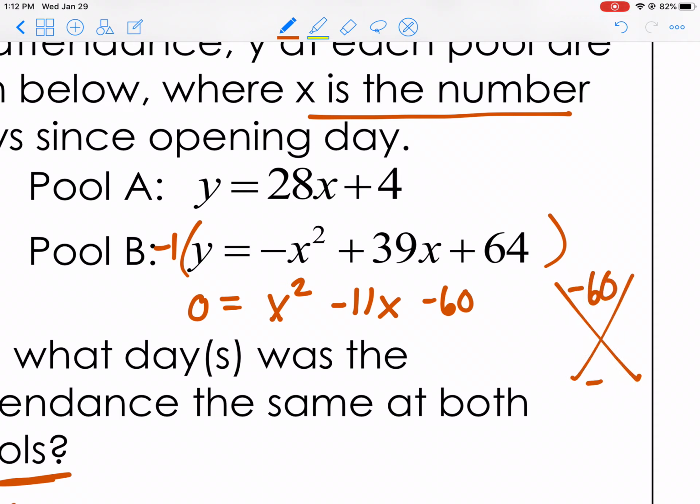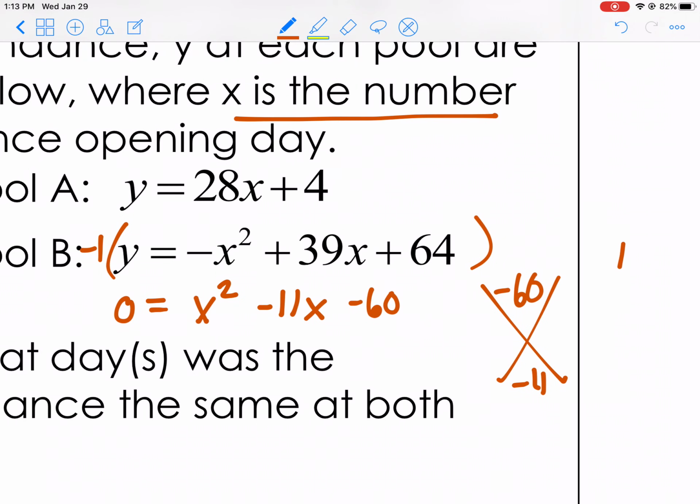Negative 60, negative 11. We've got 1 and 60, 2 and 30, 3 and 20, 4 and 15. There we go. 4 and 15. I'd make the 15 negative. Then you can list your factors.